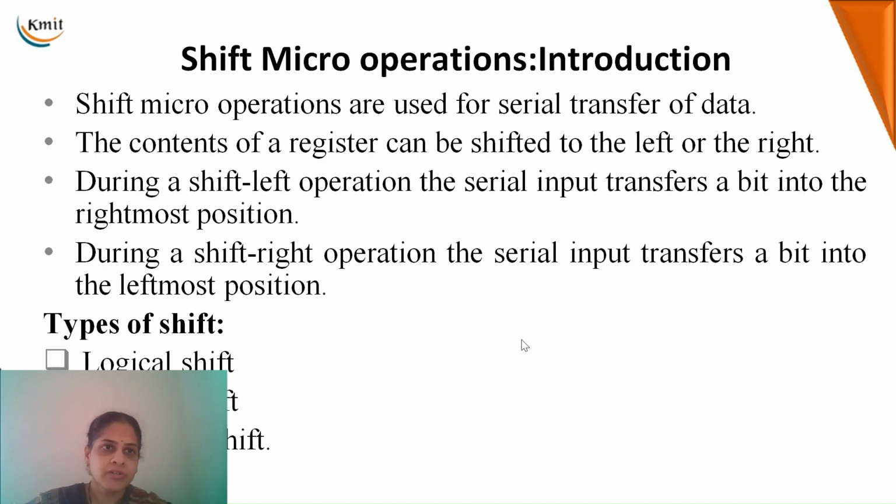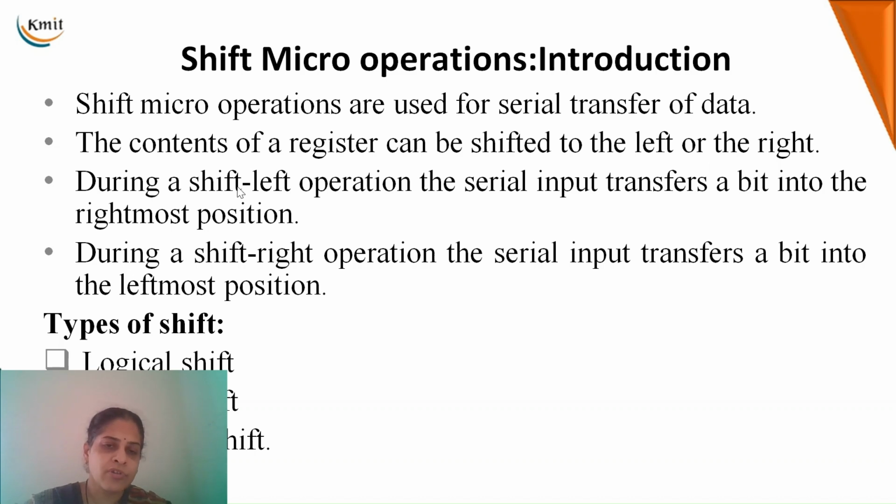Coming to the introduction, the shift micro operations, as we know, the micro operations are used to perform operations on the data which is stored in the registers, whereas the shift micro operations are used for serial transfer of data between the registers. The contents of the registers can be shifted either towards the left or towards the right. If it is shifted towards the left, we call it a shift left operation. If it is towards the right, we call it a shift right operation.